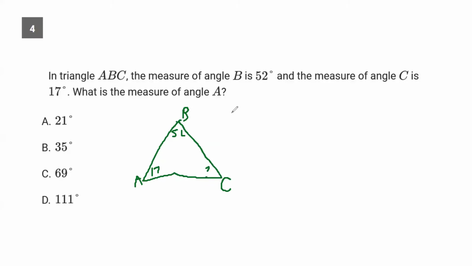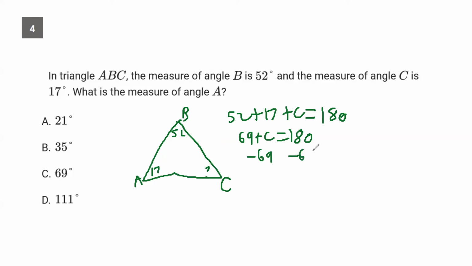So we're going to do 52 plus 17 plus C equals 180, right? Because every triangle, no matter what, has 180 degrees total. And then you do 52 plus 17 is 69, plus C equals 180. And then you subtract 69, and you get C equals 111, which is D, right? So C you would have put if you had added them and that's all you thought you had to do.